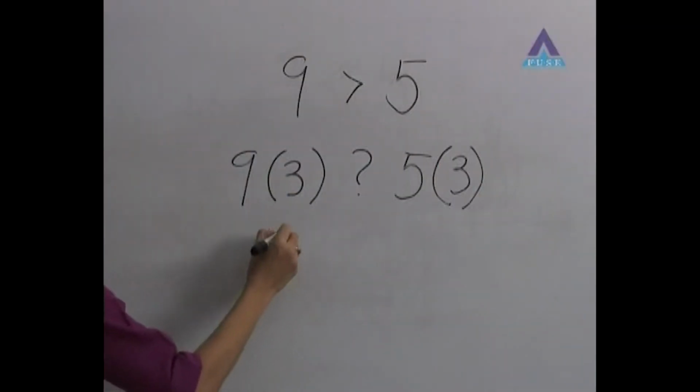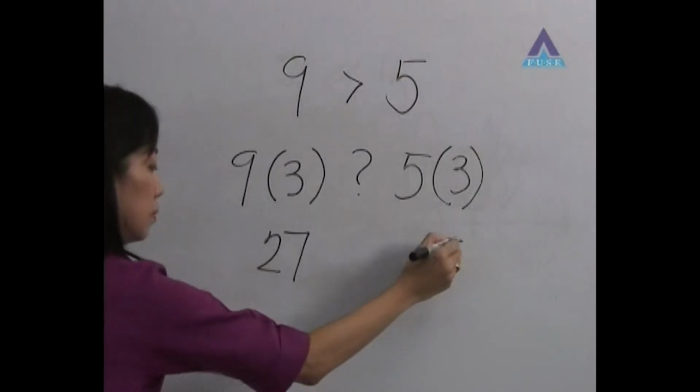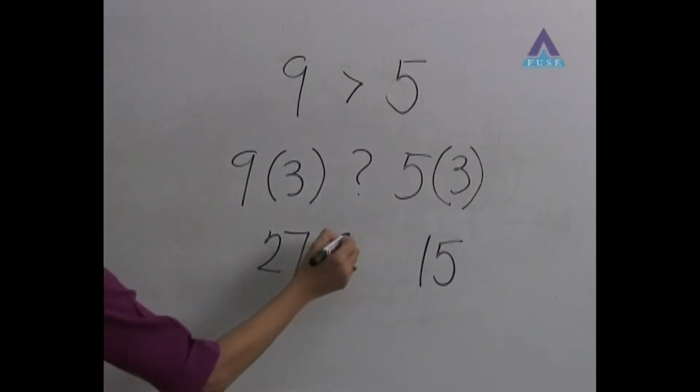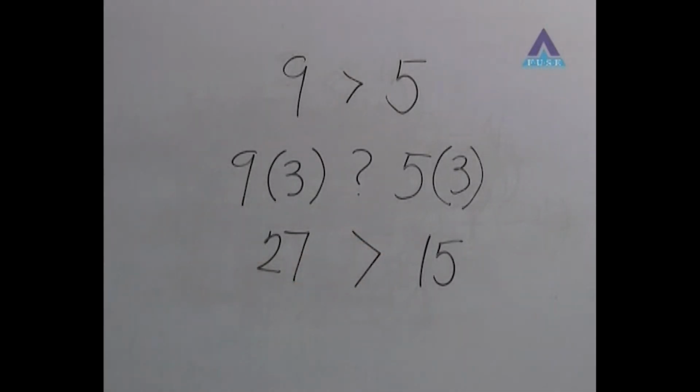Okay, so 9 times 3 is equal to what? 27! Good. So how about 5 times 3? 15! That's right. So is 27 greater than or less than 15? 27 is greater than 15. Oh wow! So if we multiply the same value to both sides of the inequality, the order will remain the same. Well, we use the positive number to multiply by both sides of the inequality.